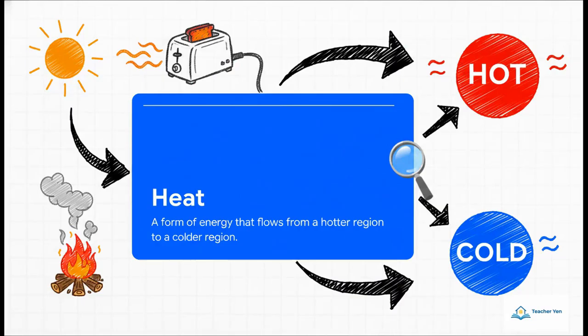Literally, the biggest trap students fall into on test day is assuming heat and temperature are exactly the same thing. They're not. Let's break them apart, starting with heat. Heat is actually a form of energy. It's energy you get from sources like the sun, electrical appliances, or burning fuel. And here is the absolutely crucial takeaway. Heat always naturally flows from a hotter region to a colder one. It moves. It's a flow of energy.